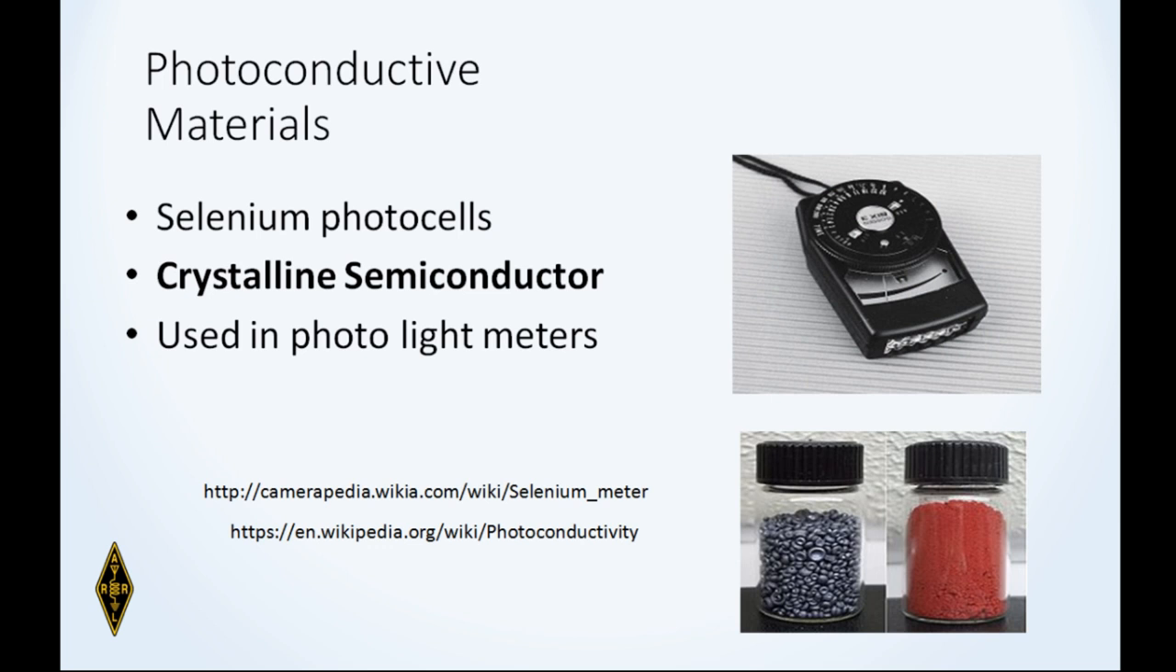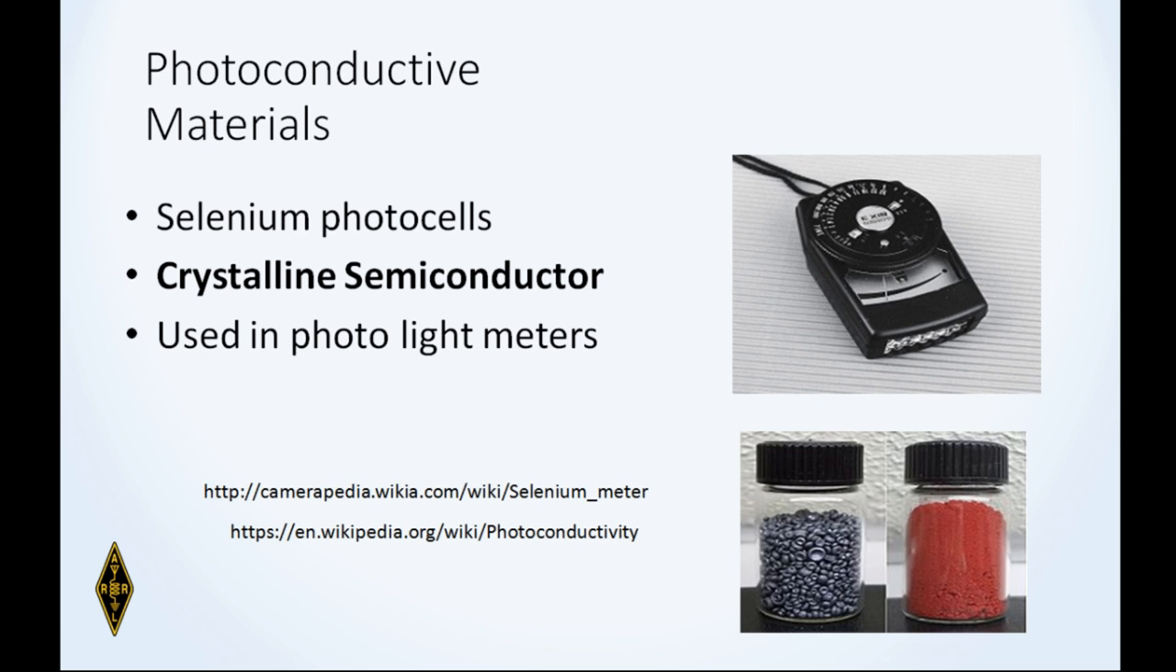And other photoconductive materials were used in other applications, back when you had to set all the settings on your camera. I remember my mom had various different kinds of light meters so she could determine what kind of light was in a particular scene. Well, they used selenium photocells and a crystalline semiconductor, like we said before, which would generate a current when light was shown on it.